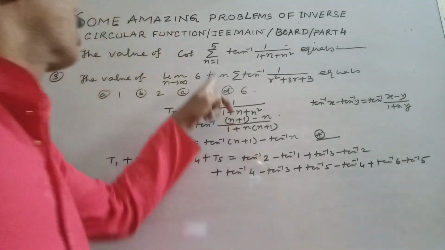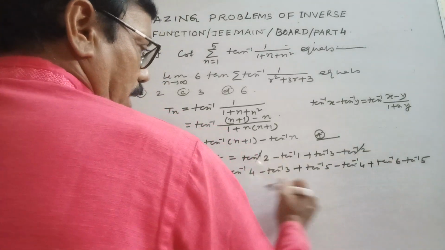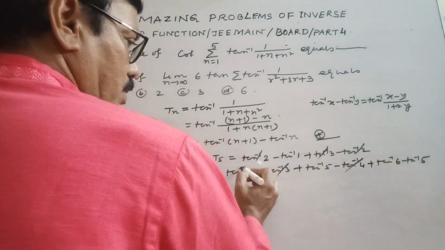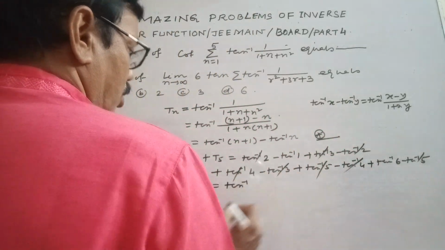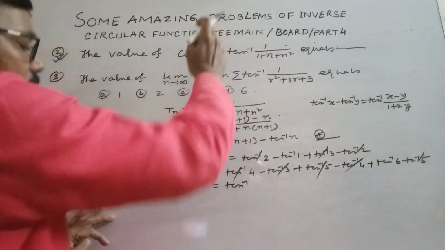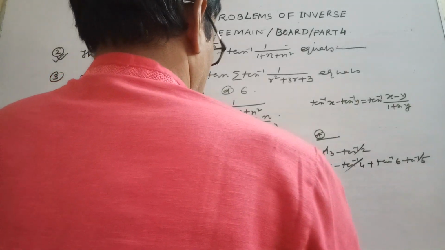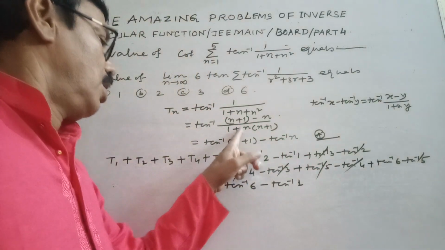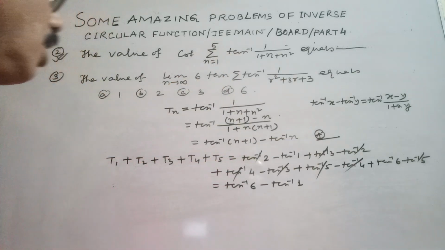So this is the sum from 1 to n. Look, tan inverse 2 cancels, tan inverse 3 cancels, tan inverse 4 cancels, tan inverse 5 cancels. As we have already stated, you have to remember you get only 2 terms. Putting n equals the last term, what is the last term? 5. So tan inverse 6 minus tan inverse 1, putting n equal to the greatest term, that is 5, and the lowest, tan inverse 1.